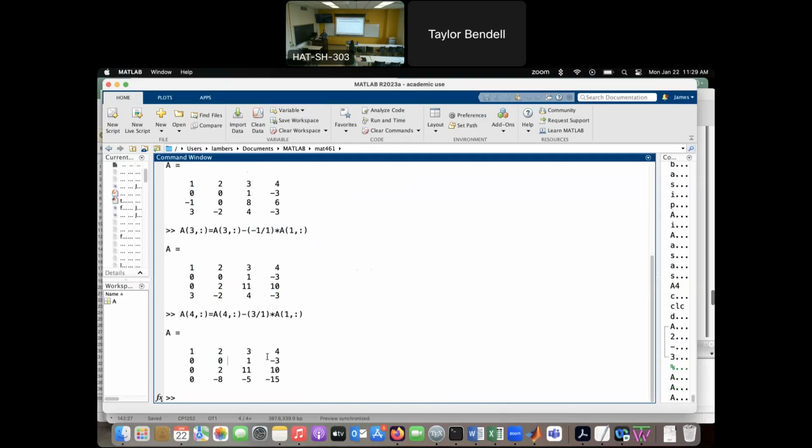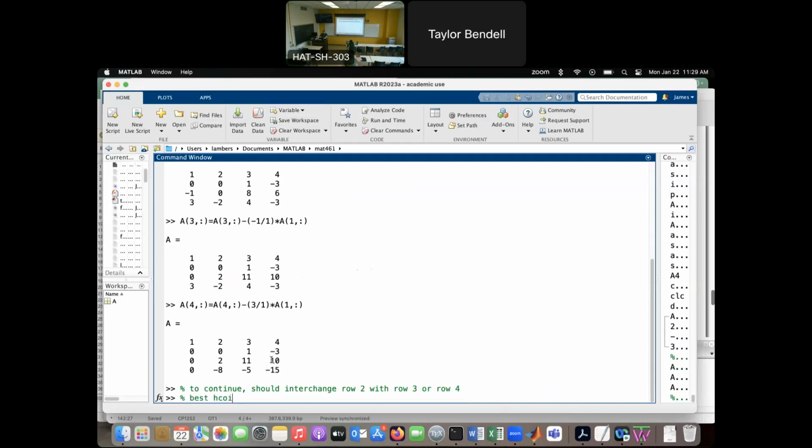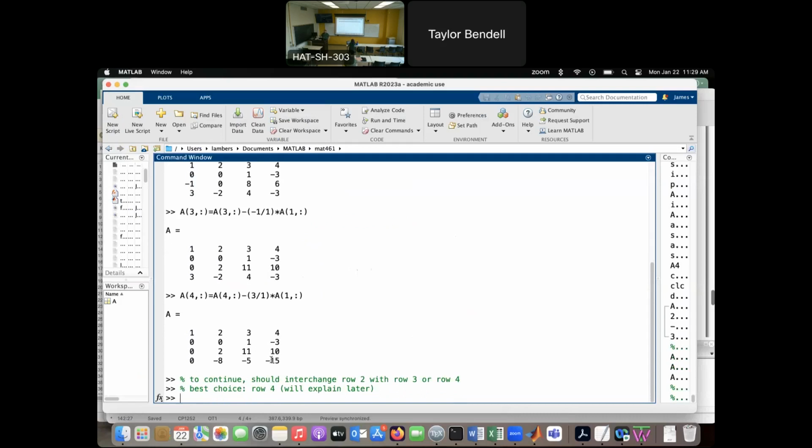Row change? Yes. So to continue, I would swap row 2 with row 3 or row 4. The best choice is actually row 4. I'm not going to do that now because I'll be getting ahead of myself. That's something for the next section. And then you'll also see how I was able to come up with an example on the fly that would create this situation.